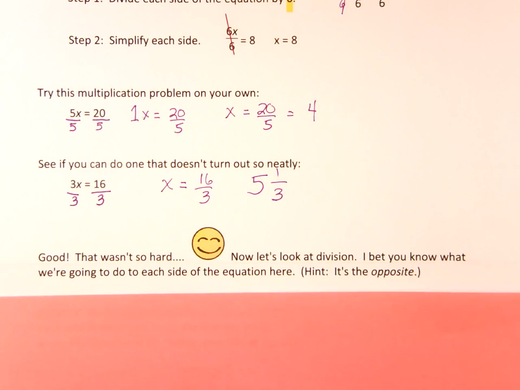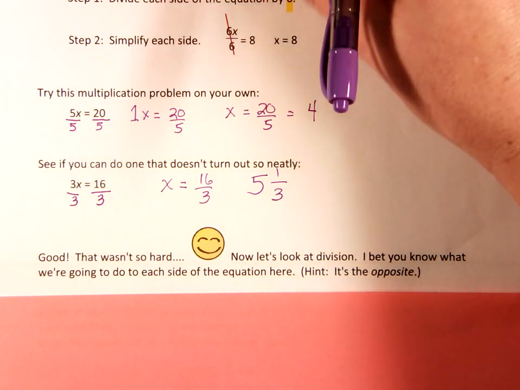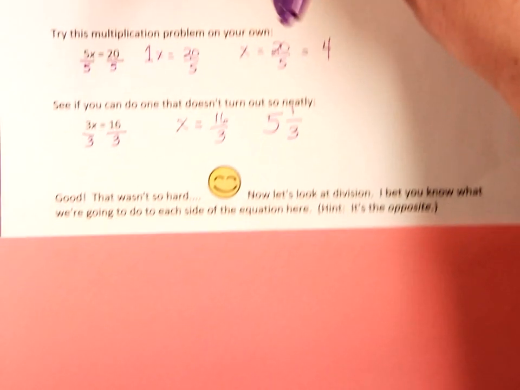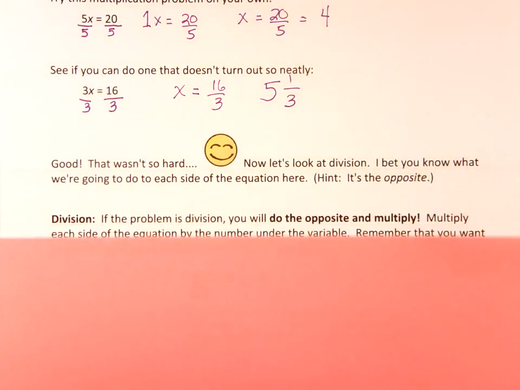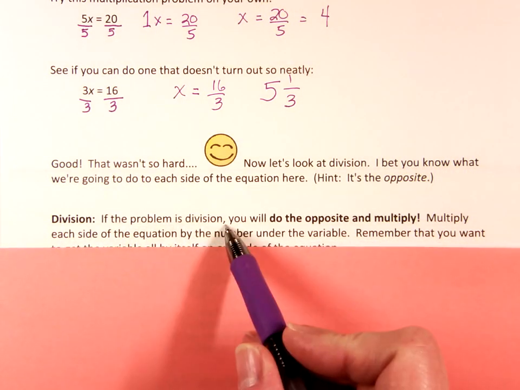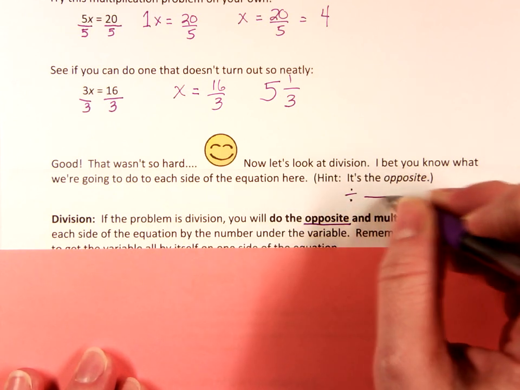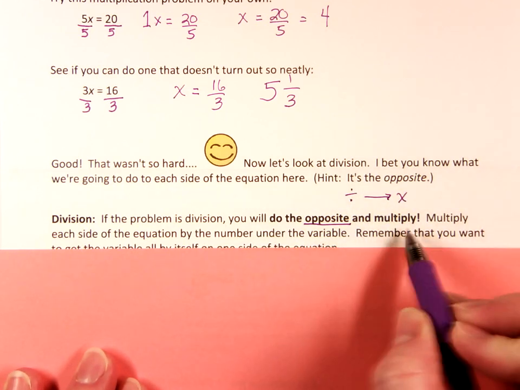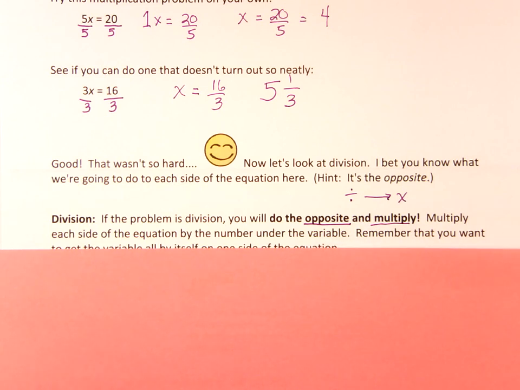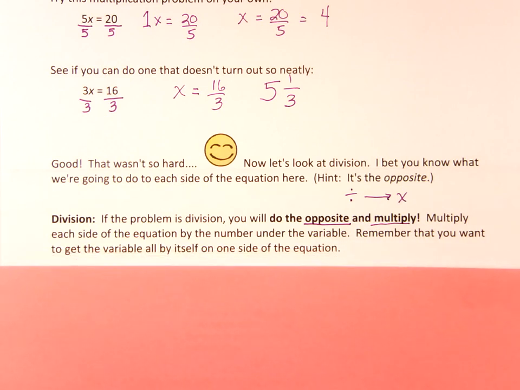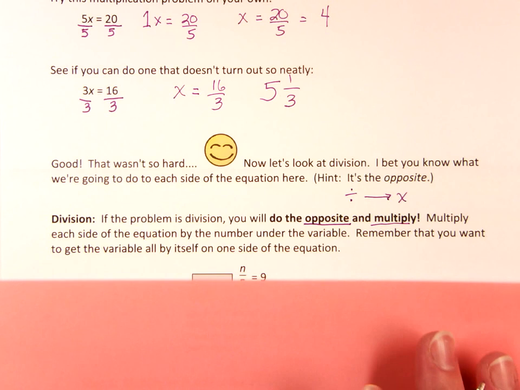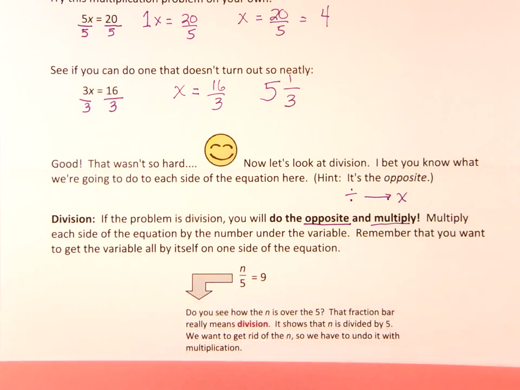And I bet you know what we're going to do to each side of the equation here. And it's the opposite. So, if the problem is division, you will do the opposite. Remember, division is paired up with multiplication. And you'll multiply. Multiply each side of the equation by the number under the variable. Remember that you want to get the variable all by itself on one side of the equation. So here's a problem. N over 5 equals 9.